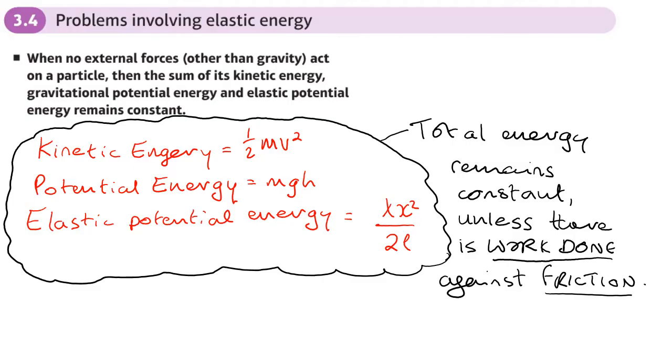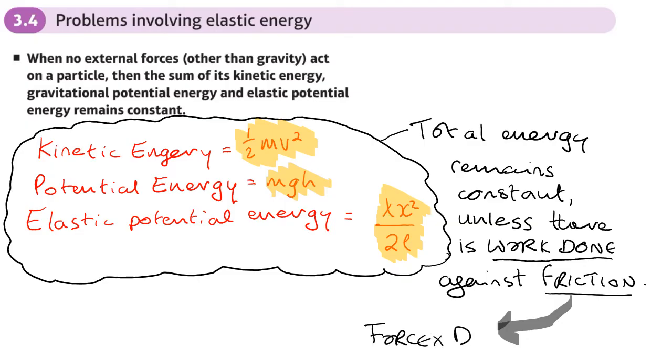So the total of the kinetic energy, potential energy, and elastic potential energy will change, they will go up and down, but the total of them will remain the same. So we're looking for this, this and this staying as a constant. And if it doesn't remain as a constant, it goes down. That's because there's friction and there's going to be work done against friction. And remember, the way that we work out work done against friction is force times distance.